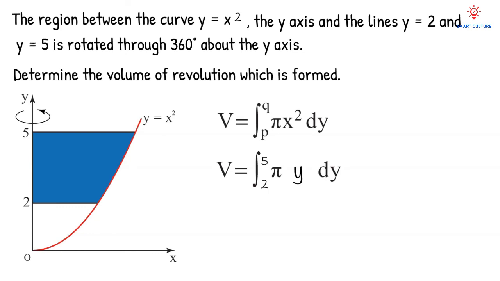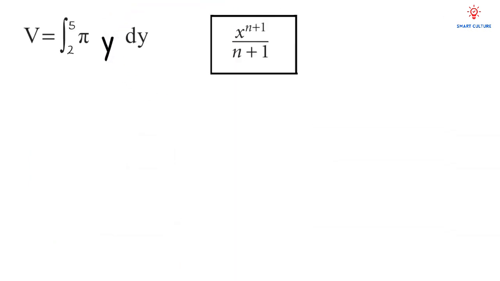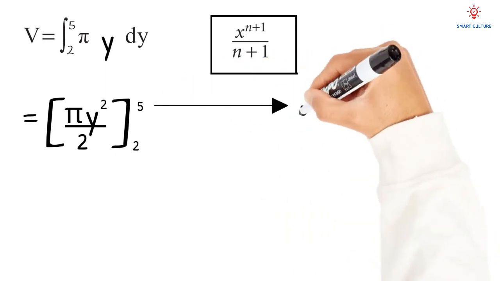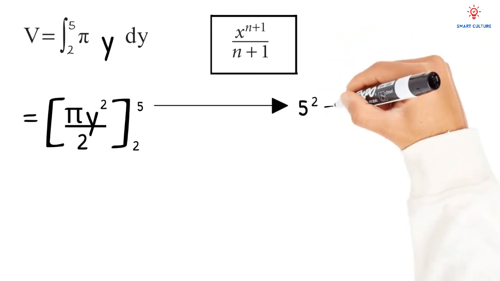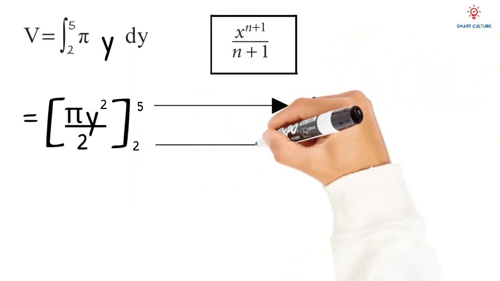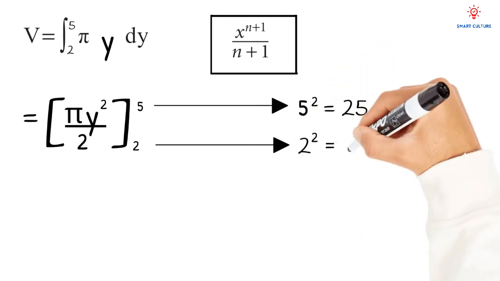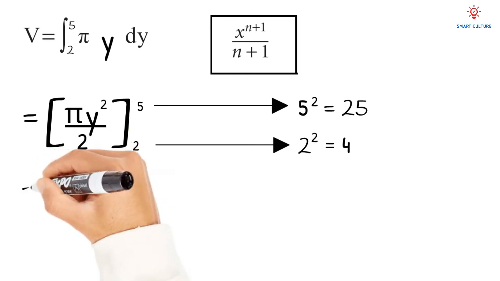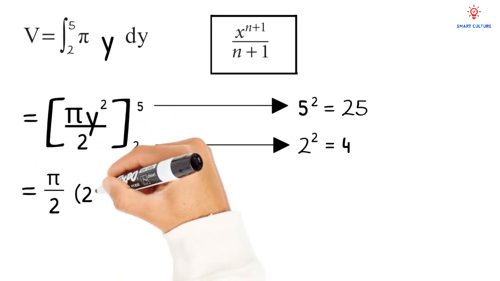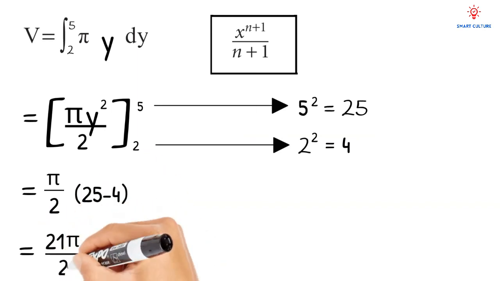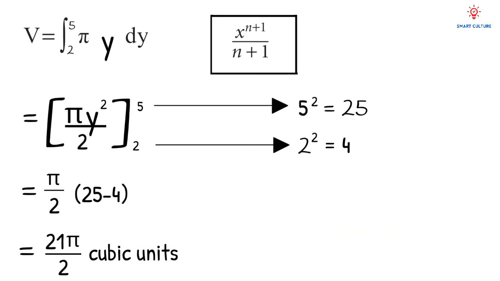Now remember, this y has an exponent of 1. So now we have to integrate. Let's substitute 5 into this formula. 5 squared is equal to 25. Let's substitute the value of 2 into this formula. 2 to the power of 2 is equal to 4. So now we take out the pi over 2. And then we subtract 25 minus 4. So in this case, the final answer is equal to 21 pi over 2 cubic units.